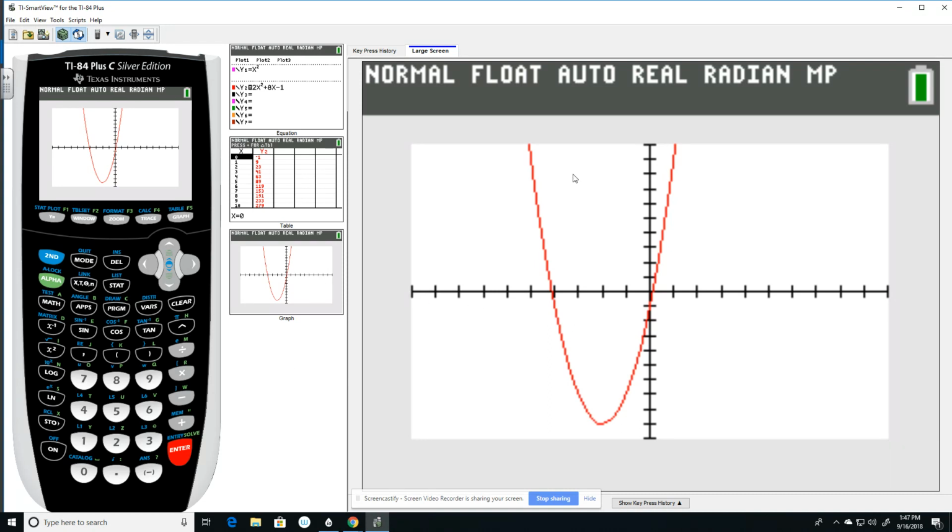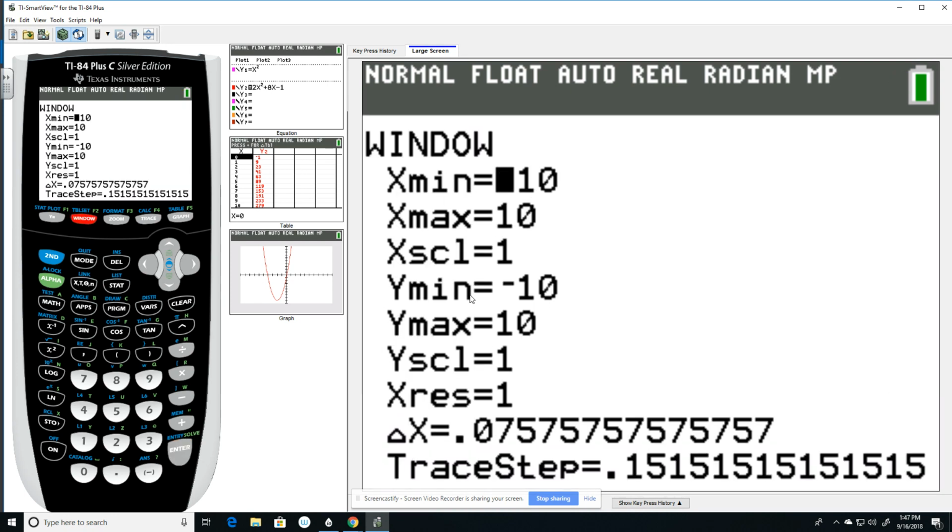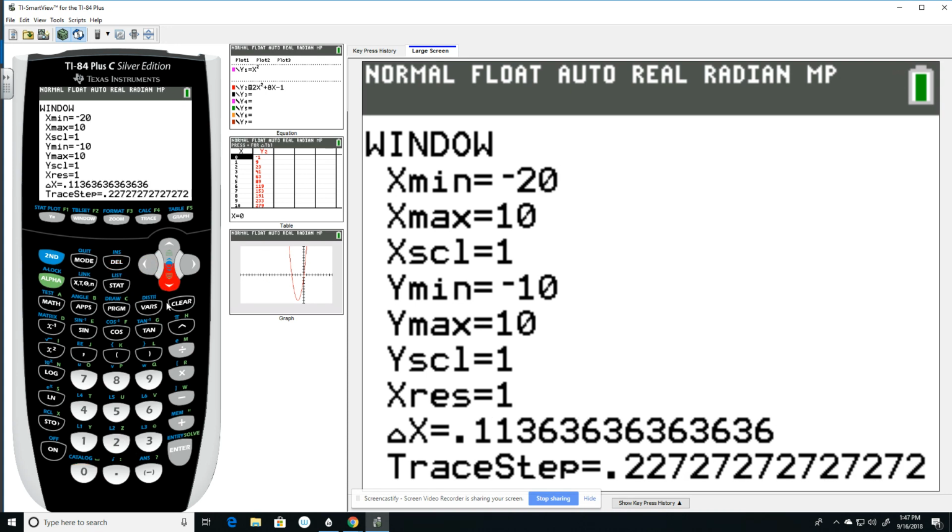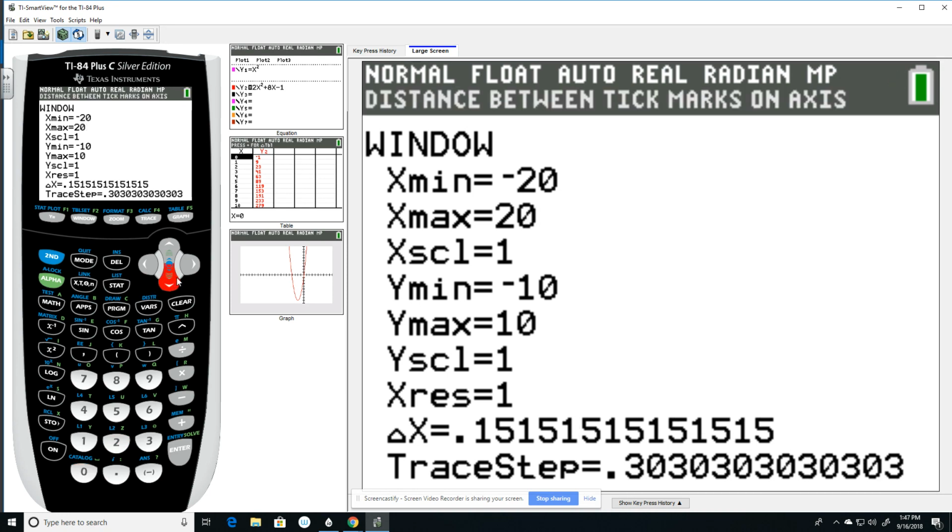If I want to change that, if I want to see more than that, let's say that I want to see higher on the graph, I can click on window and I can change any of these I want. I can change my smallest x value to be smaller. So I can change that to be -20. Let's just go -20. I can go down to my biggest x. I can change that to be +20. X scale means how much each little tick mark represents.